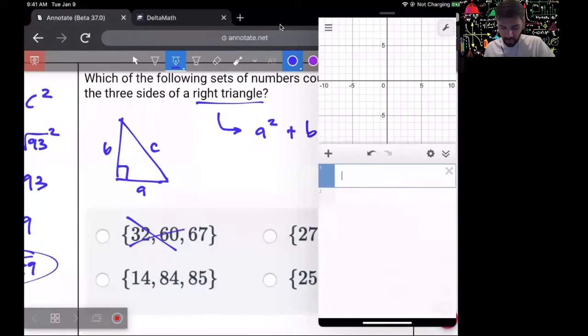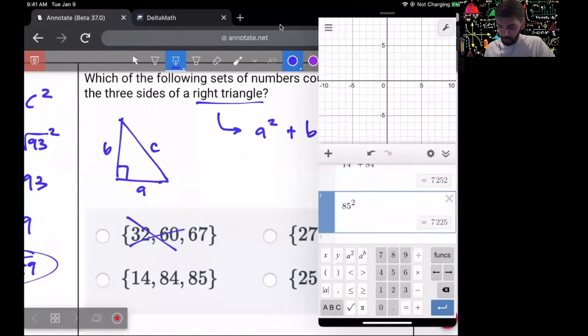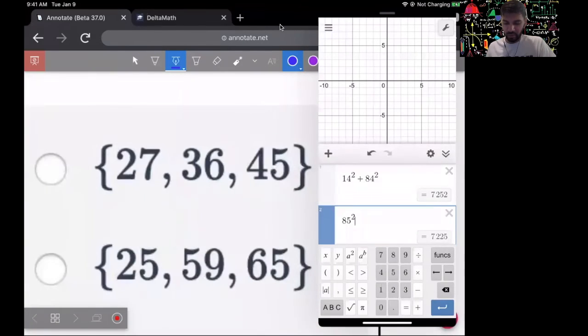So let's try the next one. 14 squared plus 84 squared. And then I try, what's 85 squared? It's 7225, but I got 7252 for the first one. It's close, but it's not the same thing. So it can't be this one either. Okay, let's try the last two.